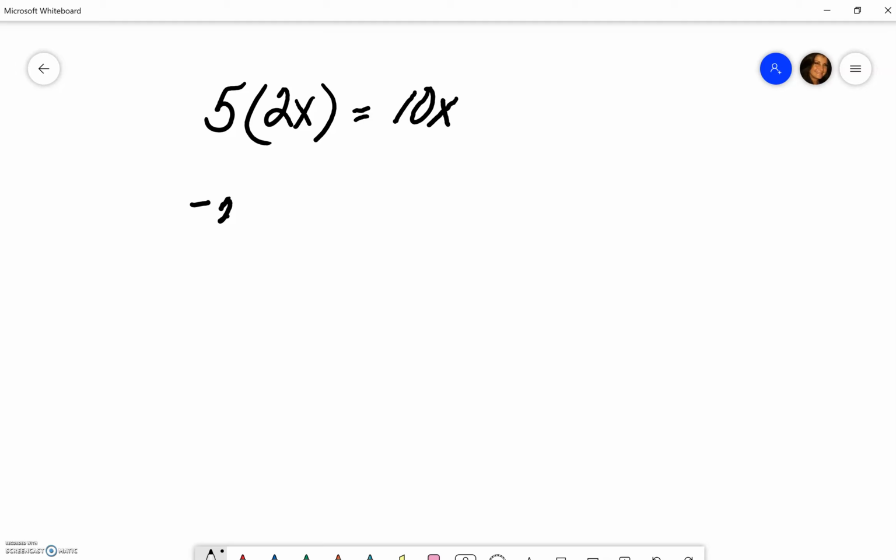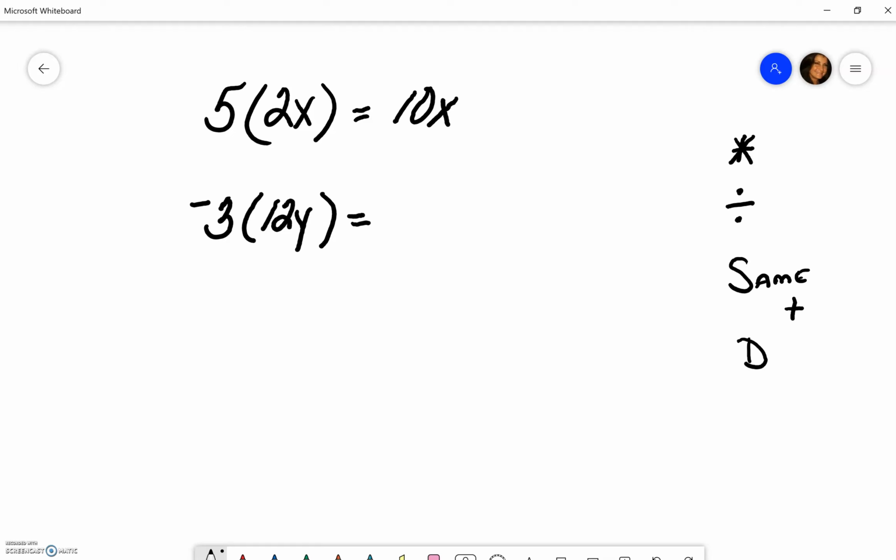If we have something like negative 3 times 12y, we want to multiply it out, but we think about our rules. When we are multiplying or we're dividing, remember, if the signs are the same, we know we're going to end up with a positive answer. If the signs are different, we know we're going to end up with a negative answer. So these are opposite signs. So when we multiply it out, we're going to end up with a negative 36 and bring along that y.